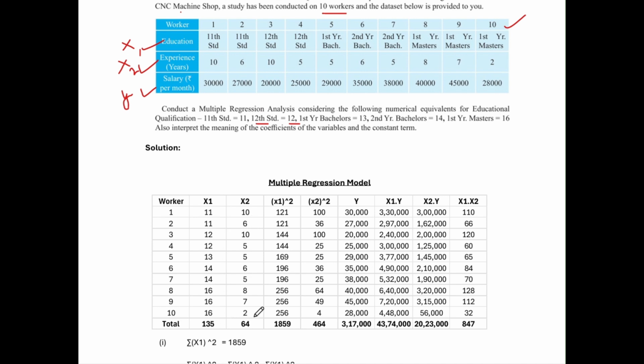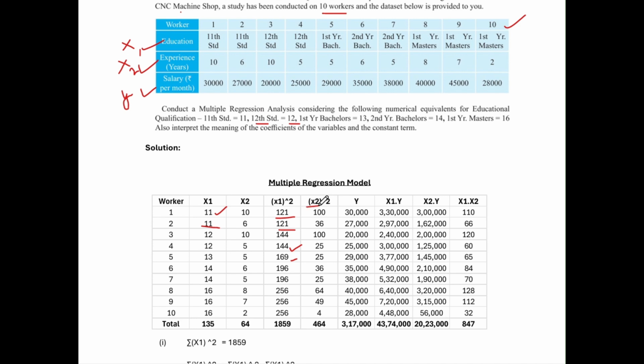Now, as per the multiple regression model requirement, we will calculate x1 to the power 2. x1 square: 11 square 121, 11 square 121, 12 square 144, 12 square 144, 13 square 169. As it is, we will calculate for entire x1.